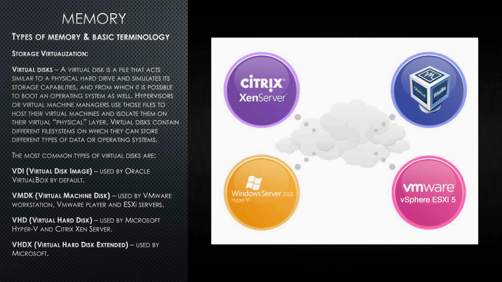The most common types of virtual disks are the VDI or virtual disk image, which is used by Oracle VirtualBox by default. The VMDK or virtual machine disk is used by VMware Workstation, VMware Player, and ESXi servers. The VHD or virtual hard disk is used by Microsoft Hyper-V and Citrix XenServer. And lastly, the VHDX or virtual hard disk extended is used by Microsoft as well.